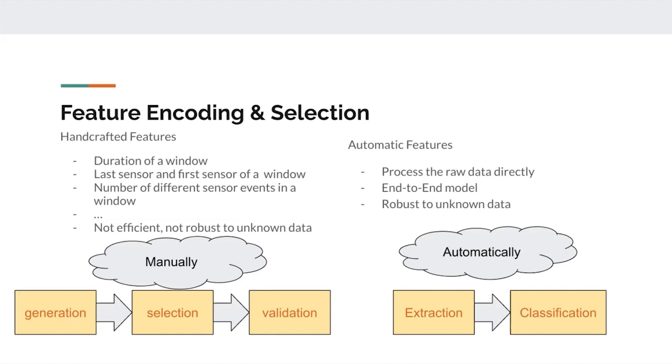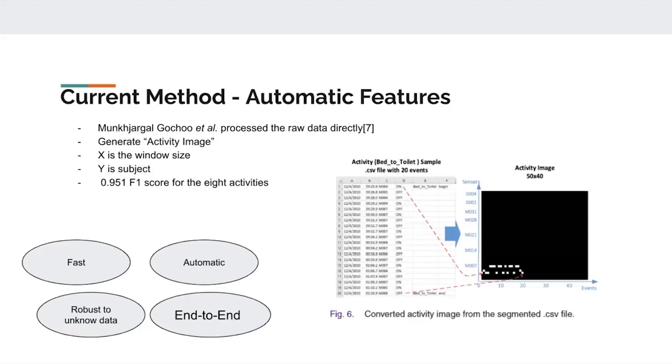Another approach is automatic features, which use deep learning methods to process the raw data directly. It is so-called end-to-end method because a neural network-based classifier can do both feature selection and classification. Such features are robust to unknown data. Although using handcrafted features achieved good results, they put a lot of effort on how to select and validate. In the literature, there are some studies using deep learning methods to use automatic features.